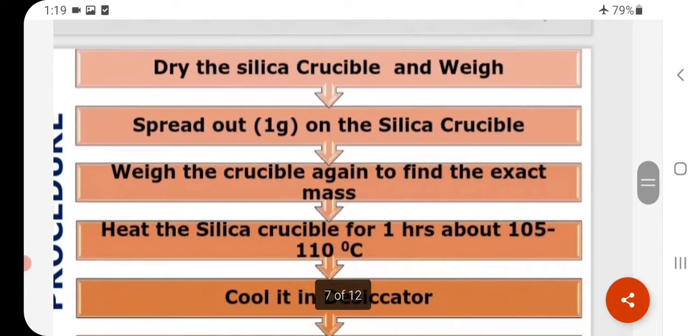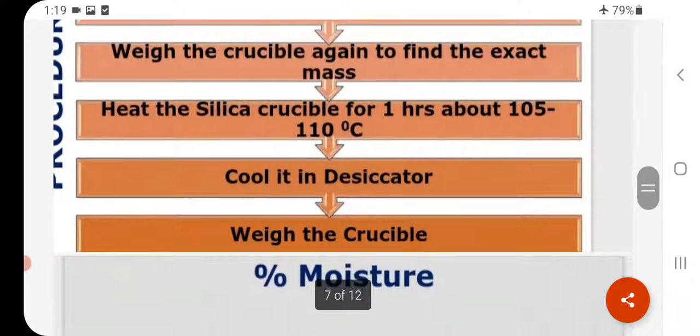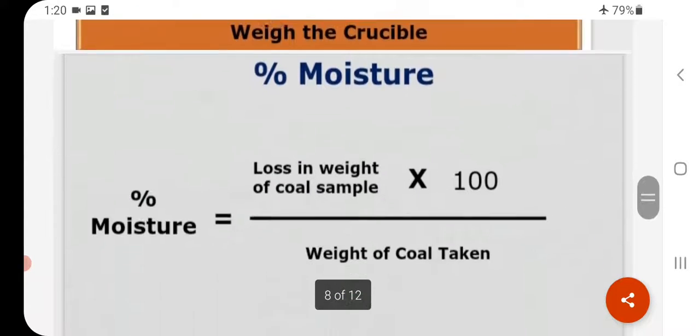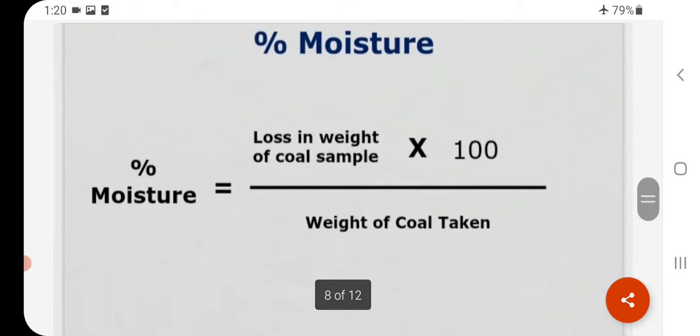Dry the silica crucible and weigh it. Spread out 1 gram of coal on the silica crucible. Weigh the crucible again to find the exact mass. Heat the silica crucible for 1 hour at about 105 to 110 degrees Celsius. Then cool it in a desiccator. Weigh the crucible. Percentage of moisture is equal to loss in weight of coal sample into 100 divided by weight of coal taken.